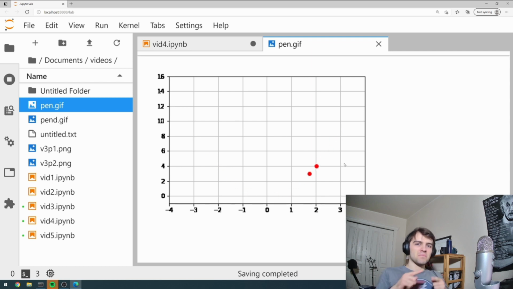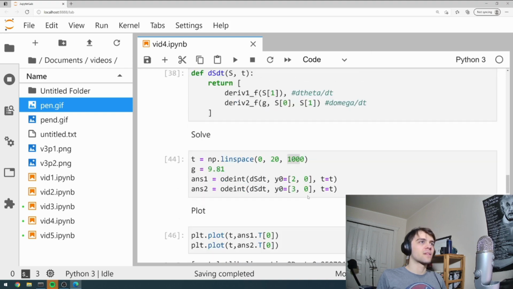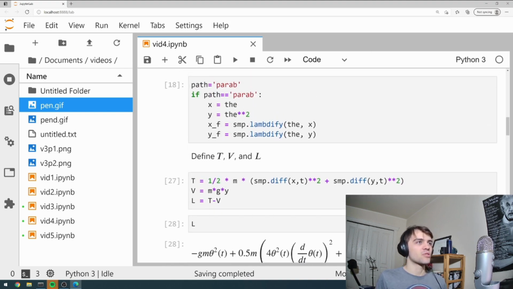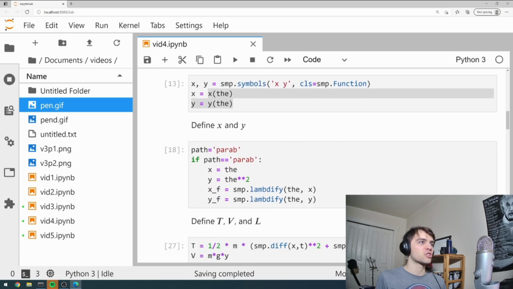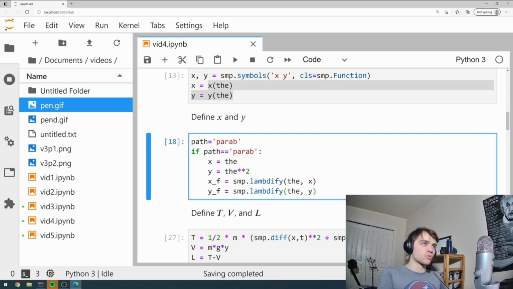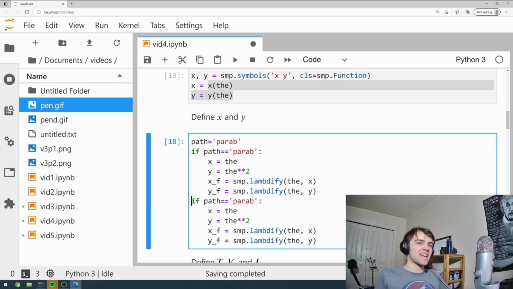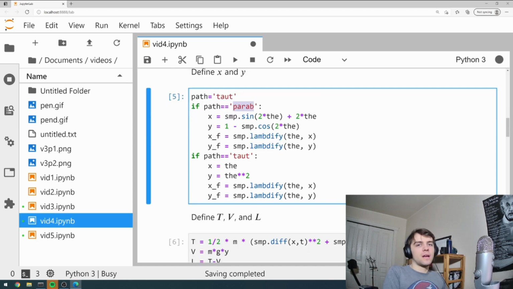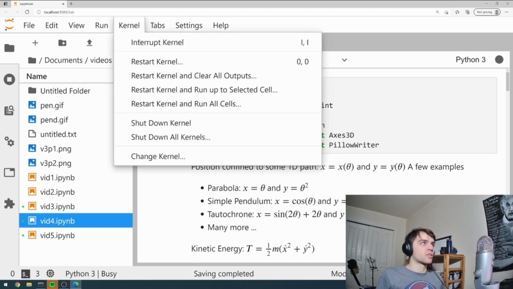Now, the parabola is a somewhat interesting pendulum, but there are more exciting things to look at. And I want to show you how versatile this code is. So we're done with that. I want to look at something more interesting. And we can do that by changing how x and y depend on theta here. Let's look at the tautochrone, the pendulum that always has the same period no matter where you start it from. I used the wrong naming convention, so I'll call this taut, and I will call this parabola. And now all we need to do is restart and run all our code.